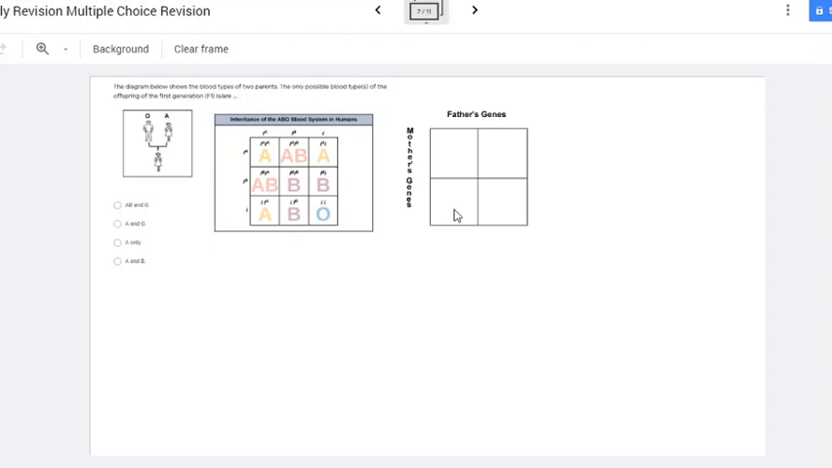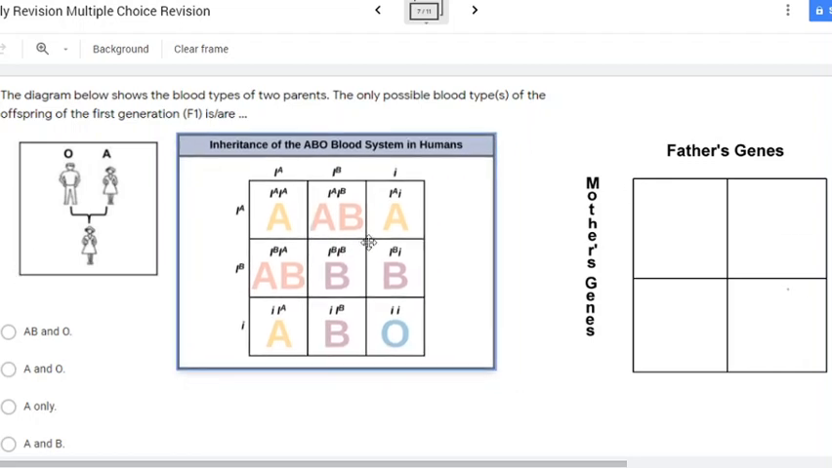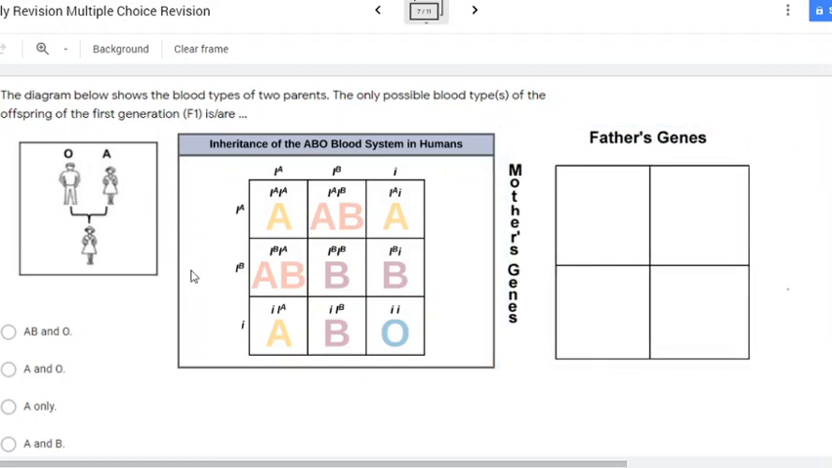Next question. We take a look at some genetics, and in this genetics question, let me just move this diagram again so you get all the complete diagrams and see everything, that little Punnett square we have there. And it's always good to draw yourself a little Punnett square when you do genetics questions, even if you're not required to draw the Punnett square, still draw it, please, so it will help you to work out everything. So it asks us, the diagram below shows the blood types of two parents.